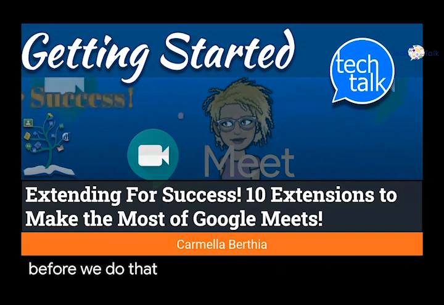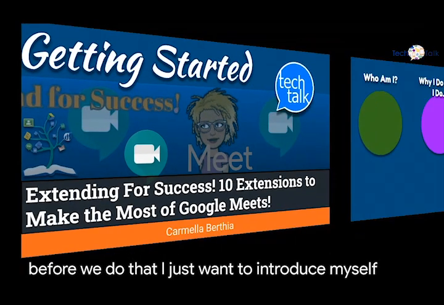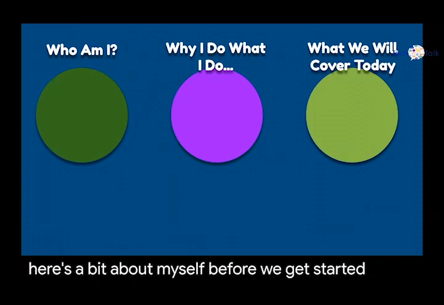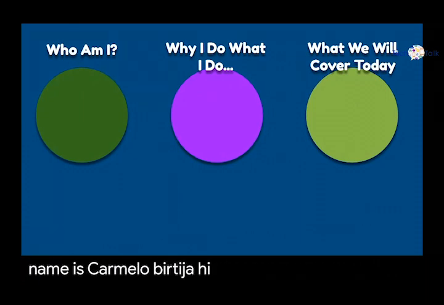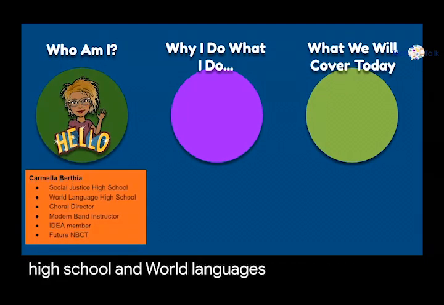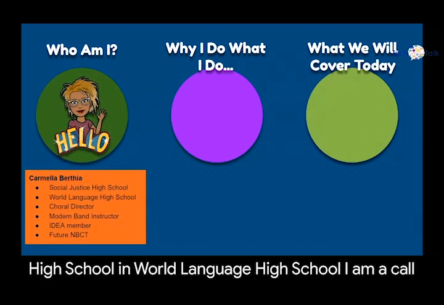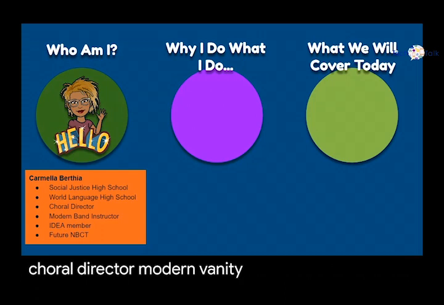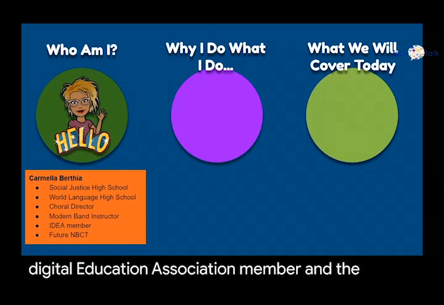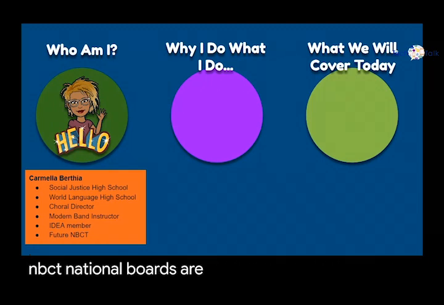Before we do that, I just want to introduce myself. So here's a bit about myself before we get started. My name is Carmela Berthia. I teach at both Social Justice High School and World Language High School. I am a choral director, modern band instructor, IDEA, Illinois Digital Education Association member, and a future NBCT, National Board Certified Teacher.